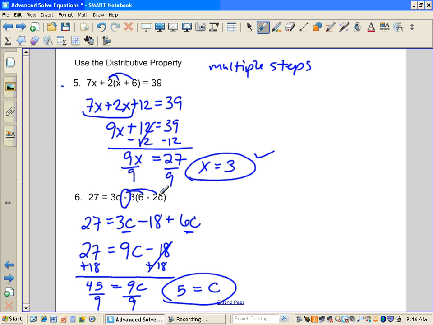Plug it in and check. 2 times 5 is 10, 6 subtract 10 is -4, -4 times -3 is 12, 3 times, so we have 12 on that part. 3 times 5 is 15. 15 plus 12 is 27, so it works.